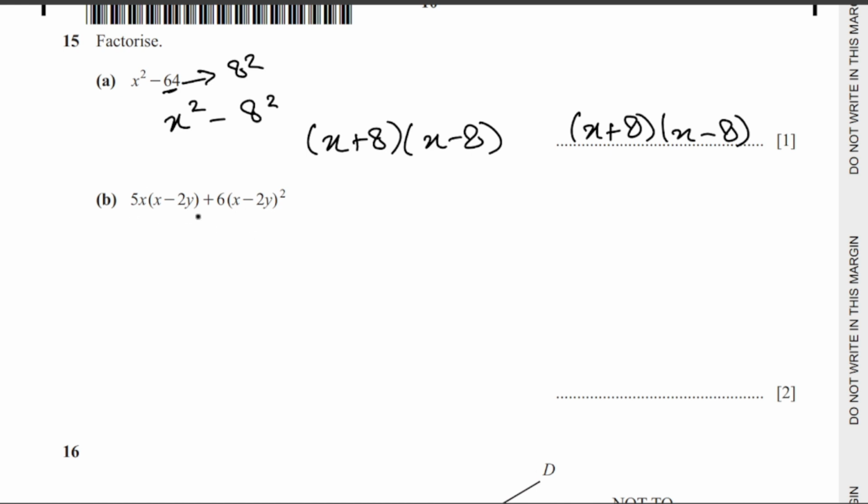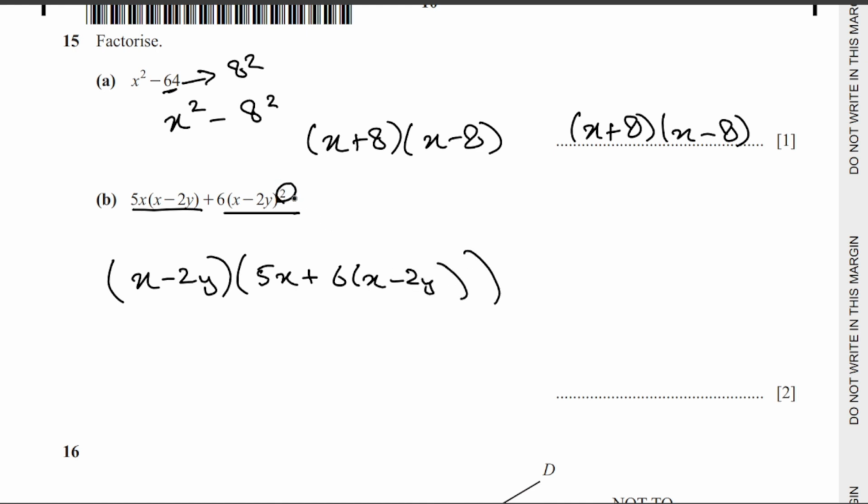Now for this one, you're going to have to actually simplify this. So take your time, try to do this by yourself, and then come back and check how I have done it. Basically, both of these terms have x minus 2y, so we can just take that common here. And we will get 5x plus 6x minus 2y. That's because here it was squared, so there were two of these. By factorizing, we only take away one. We still have one left over.